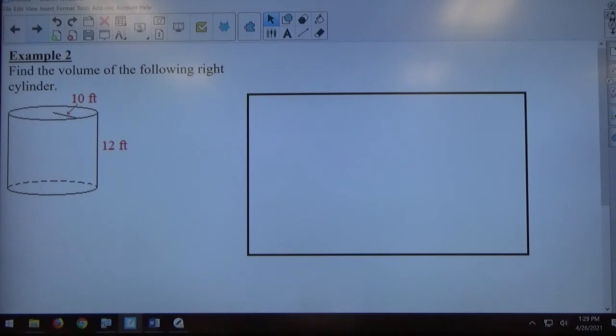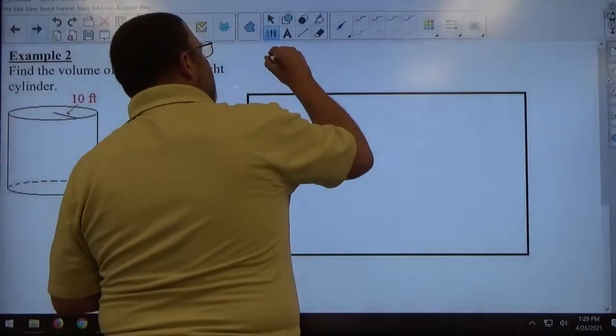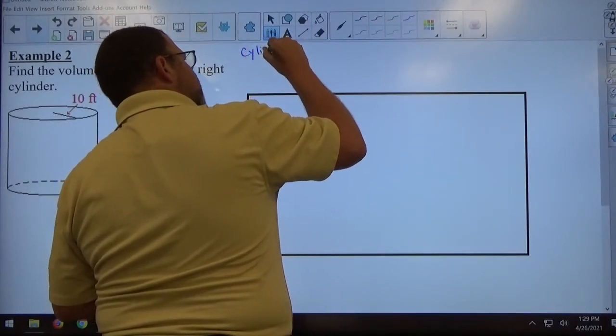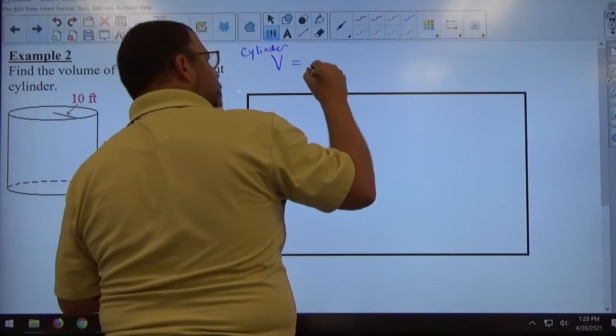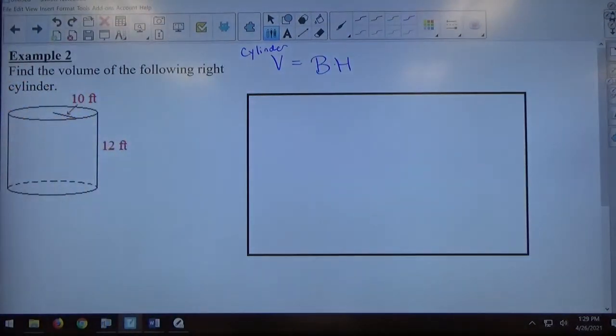That's it. The volume formula for a prism, or sorry, for a cylinder, let me write it up here. Cylinder, volume equals that. Look familiar? Yep. Every single prism and cylinder has the exact same volume formula. You find the area of the base, you multiply by the height, you circle your answer. That's all you got to do.